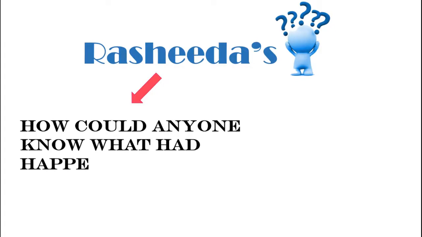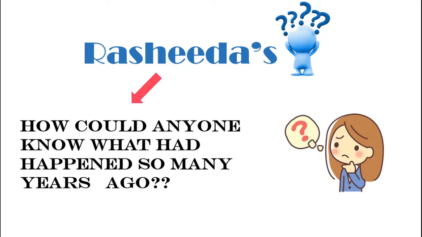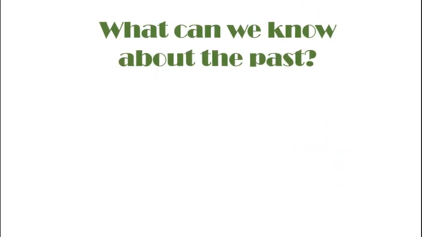While reading a newspaper, she wondered how could anyone know about what had happened so many years ago. She was constantly thinking how people know what happened 1000 years ago or even 5000 years ago. Like we can remember what happened 1 year ago or even 10 years ago, but 1000 or 5000 or 500 years are a very long time. So she was wondering how do people know? So the very first question is, what can we know about the past?